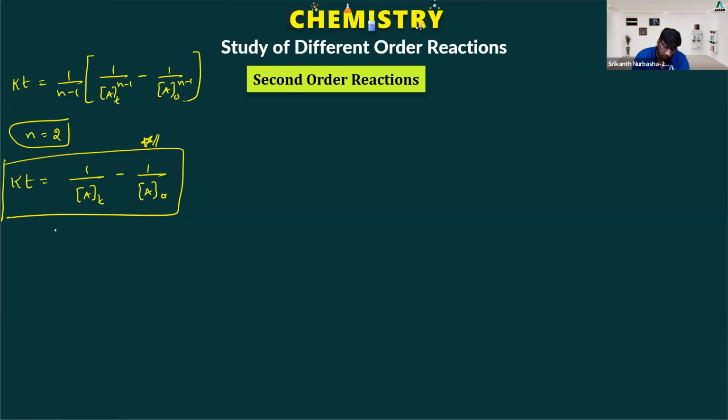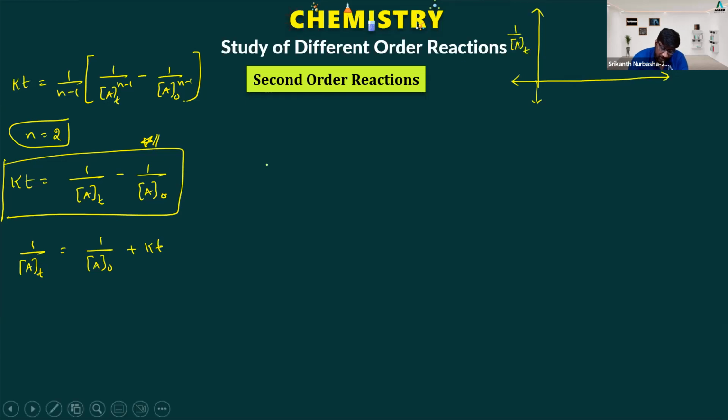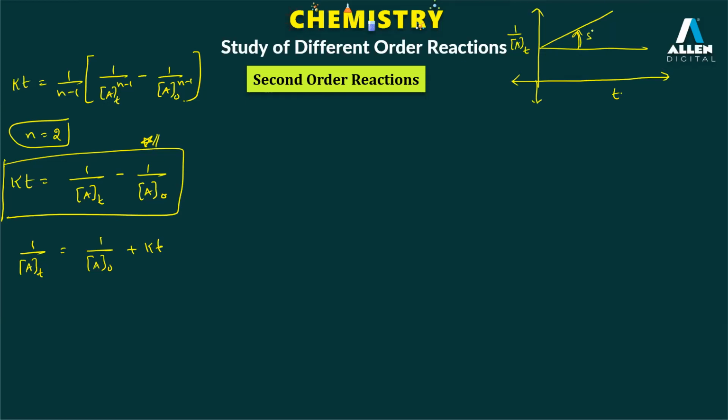From this I can actually plot a graph. 1 by concentration of A at time t is equal to 1 by concentration of A at time t equal to 0 plus k into t. If you plot a graph taking 1 by concentration of A at time t on the y-axis and time on the x-axis, you will get a straight line. What will be the slope? Slope is equal to k, that is equal to tan theta, and the y-intercept is 1 by A naught.